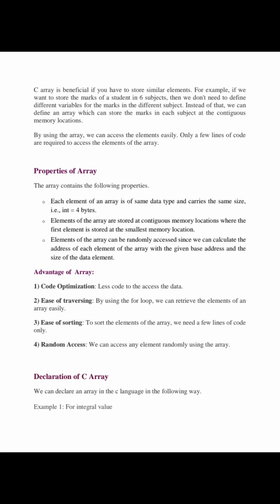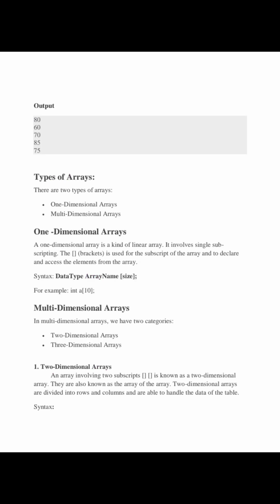Advantages of array: ease of sorting, random access, ease of transferring, code optimization. Here we are going to see about declaration of C array and initialization of an array. Array declaration with initialization: data type, array name, size, value 1, value 2, value 3 and value n. In this we can see the types of array: one-dimensional array and multi-dimensional array.